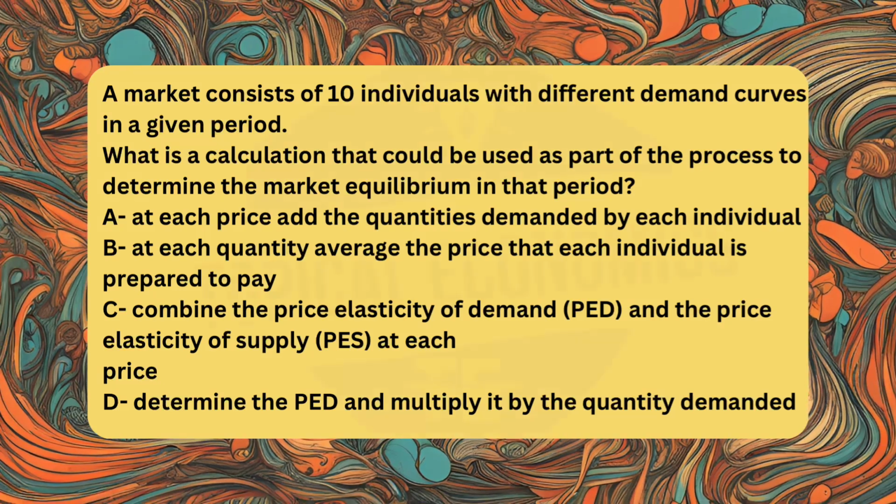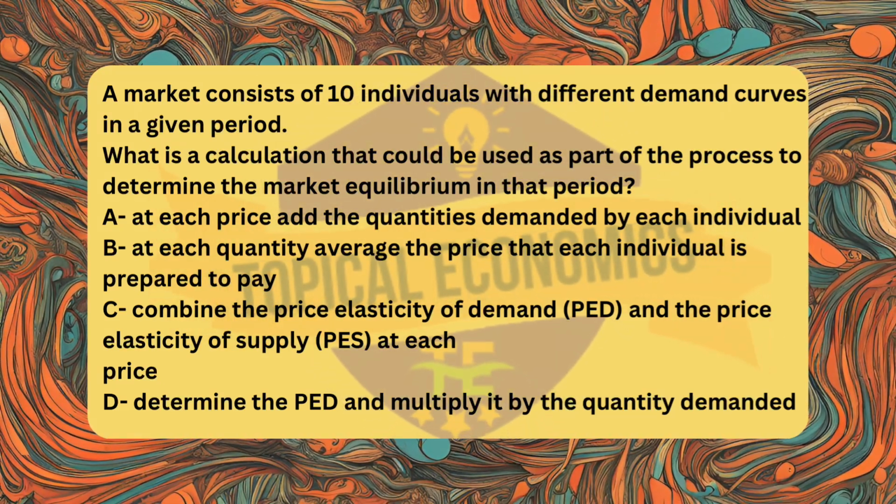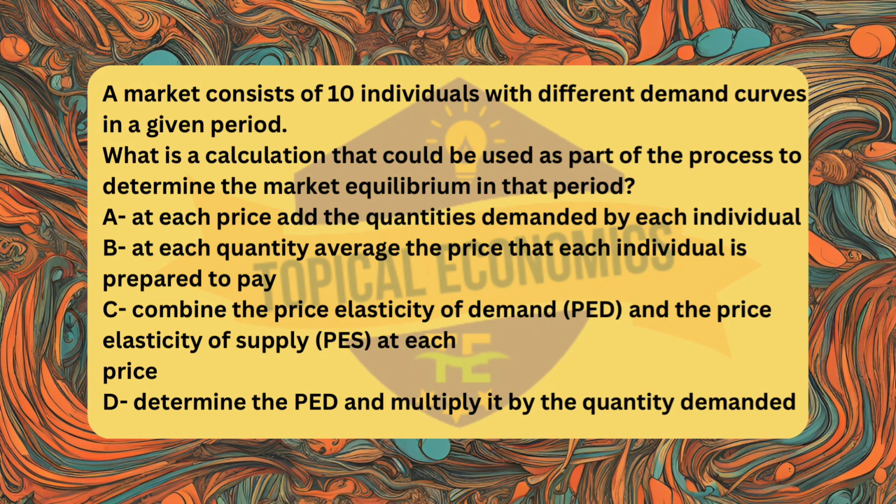A market consists of 10 individuals with different demand curves in a given period. What is a calculation that could be used as part of the process to determine the market equilibrium in that period? A. At each price add the quantities demanded by each individual. B. At each quantity average the price that each individual is prepared to pay. C. Combine the price elasticity of demand, PED, and the price elasticity of supply, PES, at each price. D. Determine the PED and multiply it by the quantity demanded.